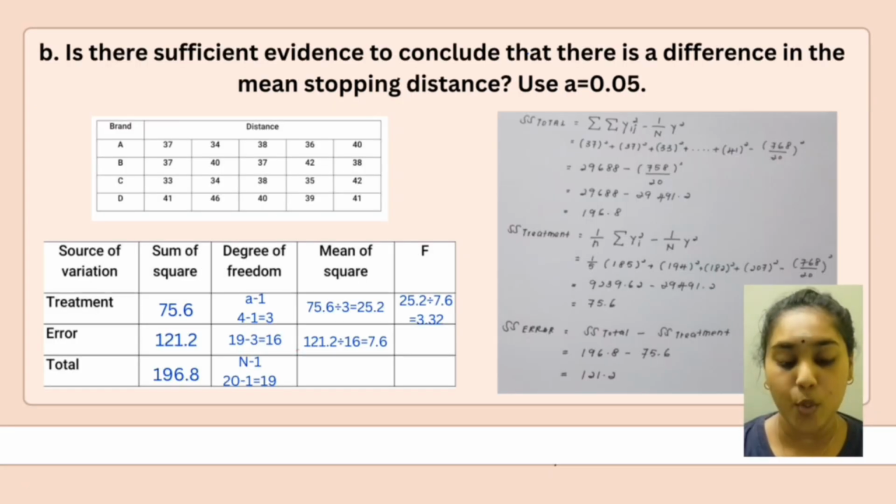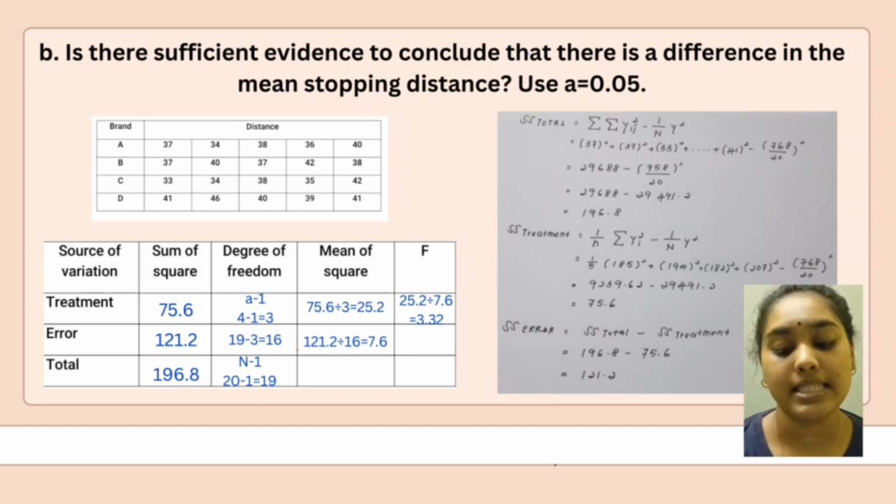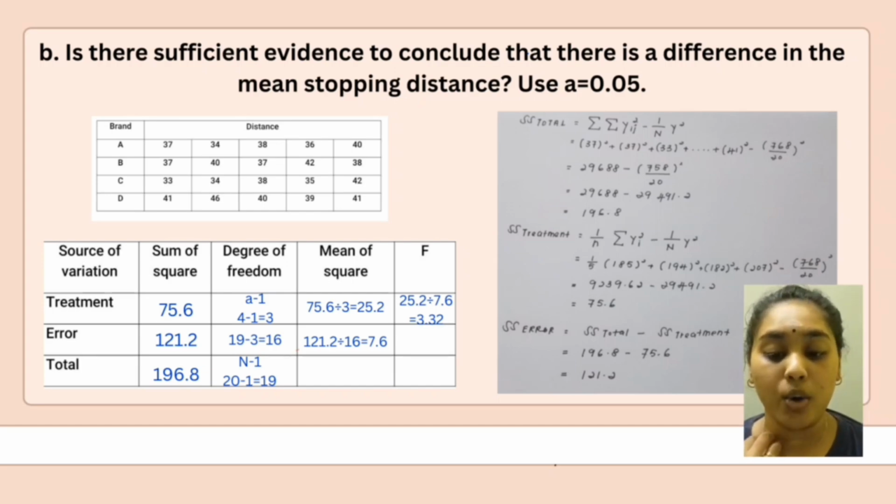For question B, we should first of all create an ANOVA table. I have provided the table given in the question. On the bottom, an ANOVA table. On the right side, the answers for SS total, SS treatment and SS error. For the ANOVA table, you first have to complete the sum of squares. So how do we calculate the sum of squares for treatment, error and total? Let's look at the right side.